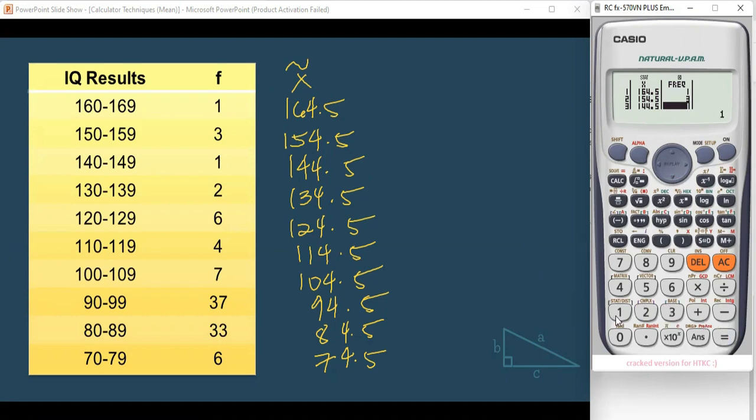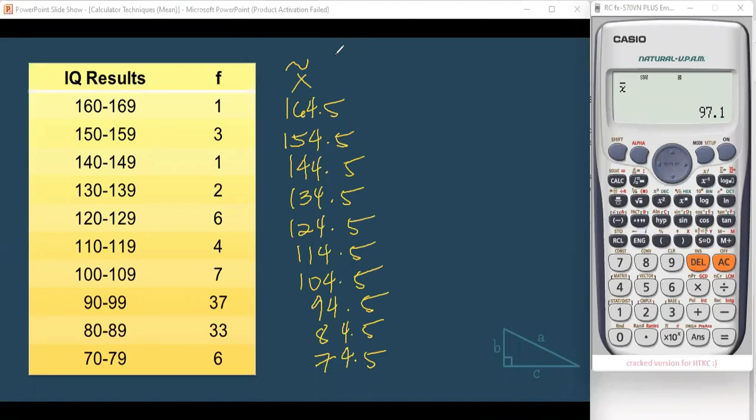3, 1 again, 2, 6, 4, 7, 37, 33, and 6. Now, my dear students, let's find for the mean. So that is shift 1, then variability number 4, click number 2. So that will give us 97.1. So that will be our mean.